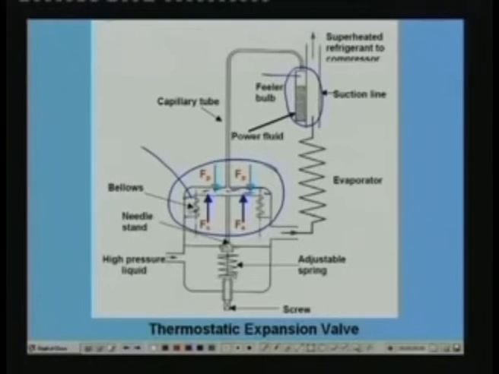Once it condenses in liquid form here, this will lose the sensitivity. Okay, so it will not respond properly to the suction line temperature. Okay, so this has to be avoided. That means this portion should not be colder than this portion.